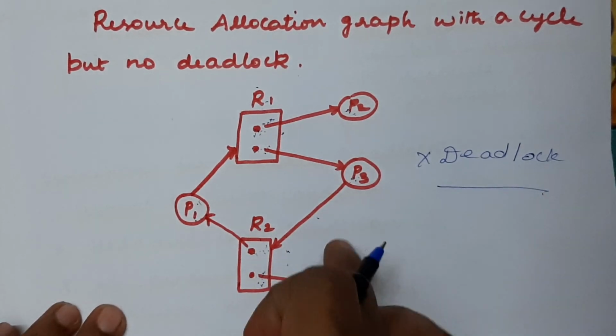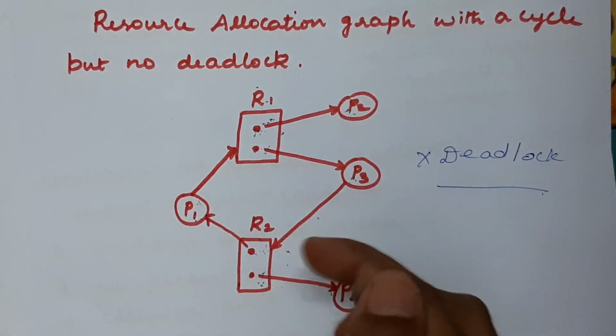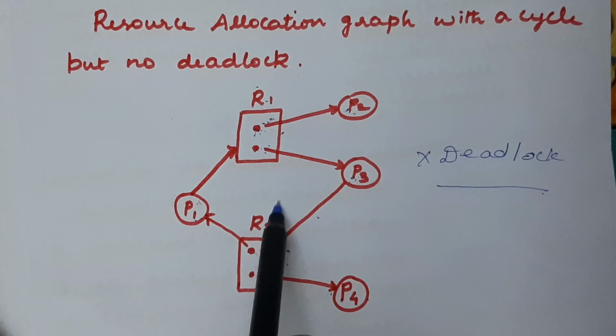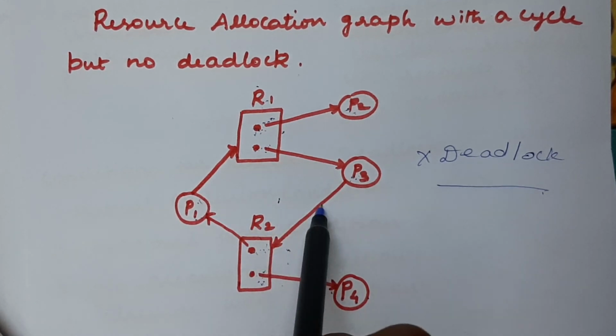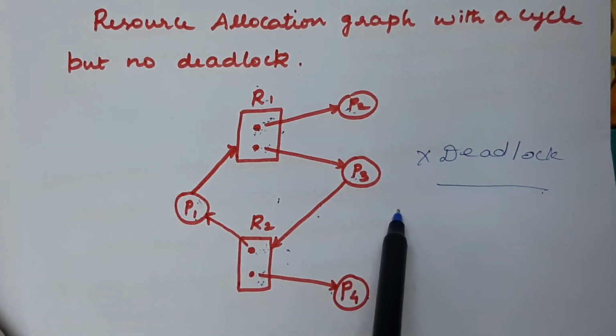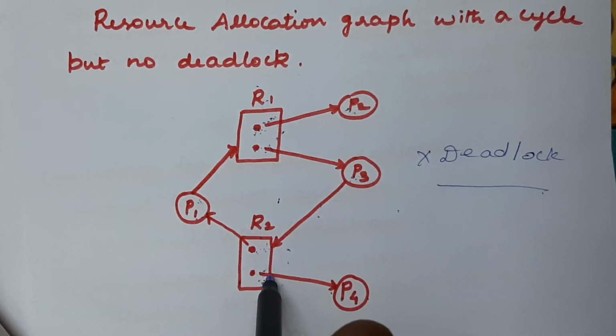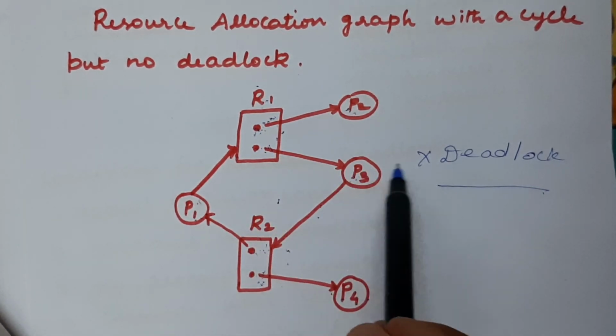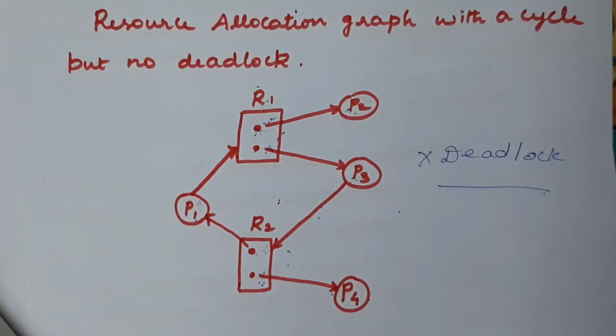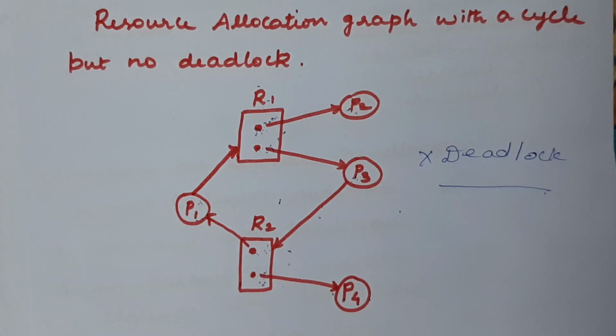So no deadlock will occur in this resource allocation graph. Okay, can you understand? So how are we not getting deadlock? Even if a cycle exists in the graph, we cannot say that the deadlock will occur, because if you have more instances of the resource type, then we can say the deadlock will not occur in the system. So this is it: even if you get a cycle in the graph, it does not mean it will lead to deadlock. It may or may not lead to deadlock. Okay, thank you.